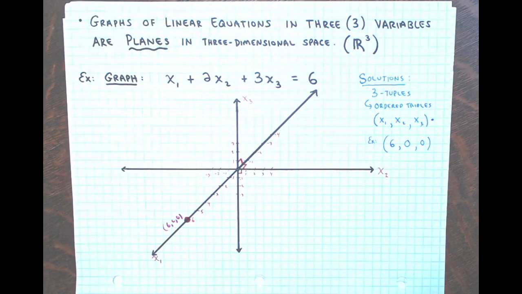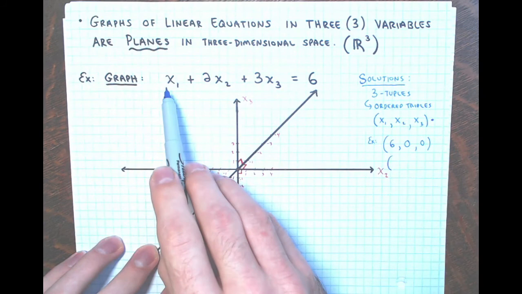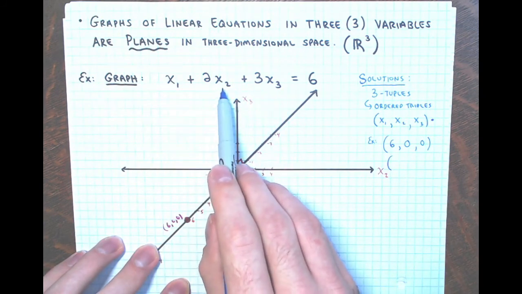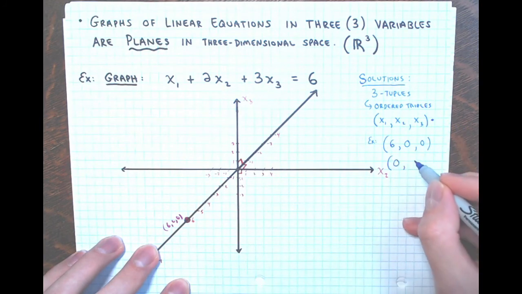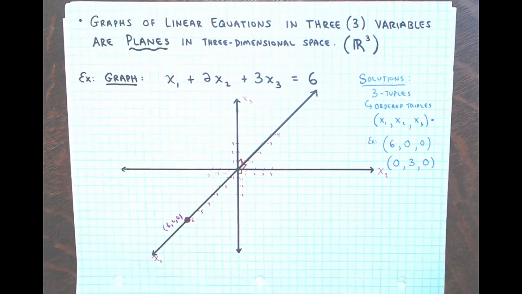Okay, another one, again, I'm just picking some easy solutions. If x1 and x3 were 0, then x2 would have to be 3, right? You get 2 times 3 equals 6. So 0 for x1, 3 for x2, 0 for x3. That would make this 6 equals 6, would make this true.